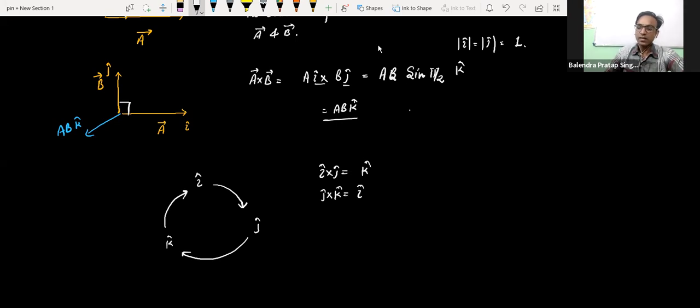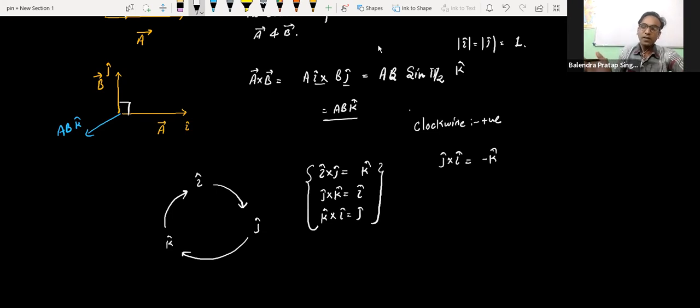It's cyclic. So K cap cross I cap will give you J cap. This is positive. If your cycle is clockwise, then you will get a positive result. And if you are taking anti-clockwise, means J cross I cap, this will give you minus K cap. In this case the direction you are taking is anti-clockwise, J to I. If you are going J to I, then the direction is anti-clockwise. So in that case you consider negative.